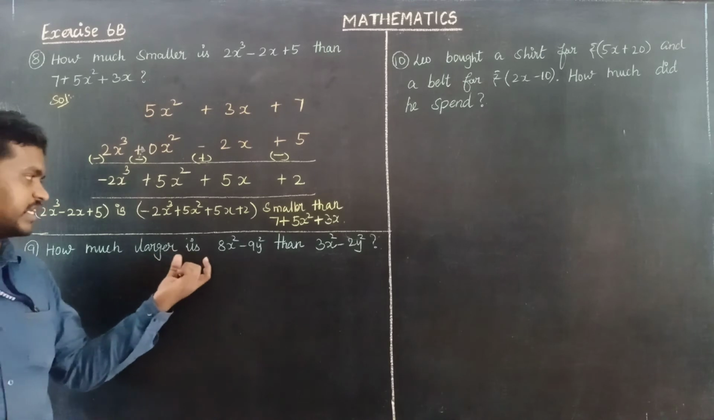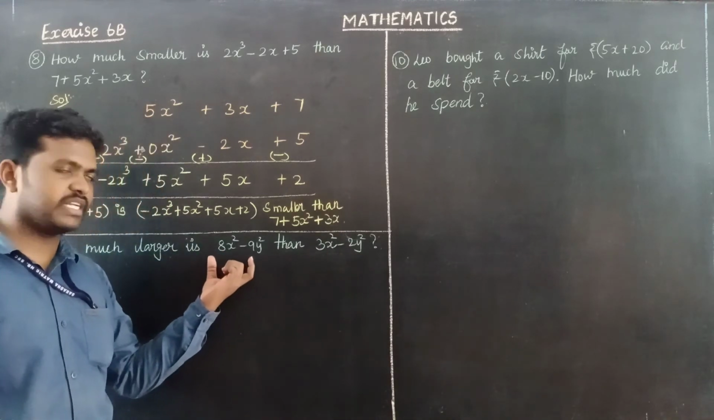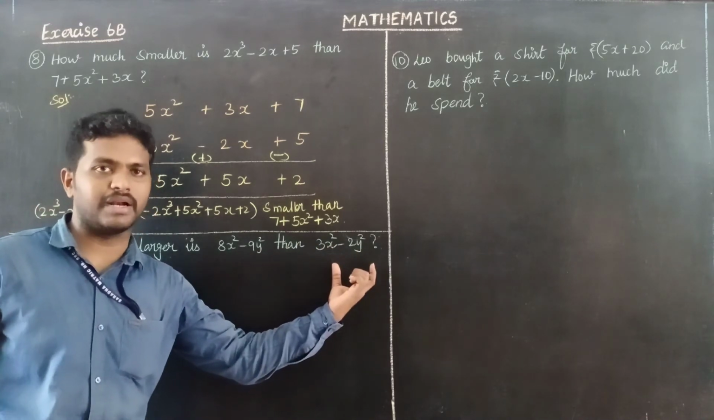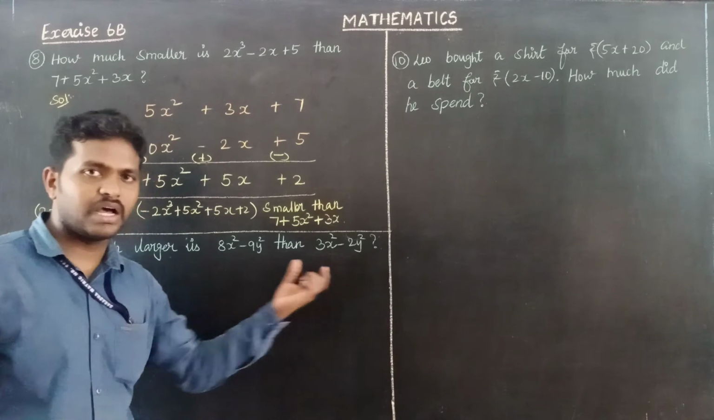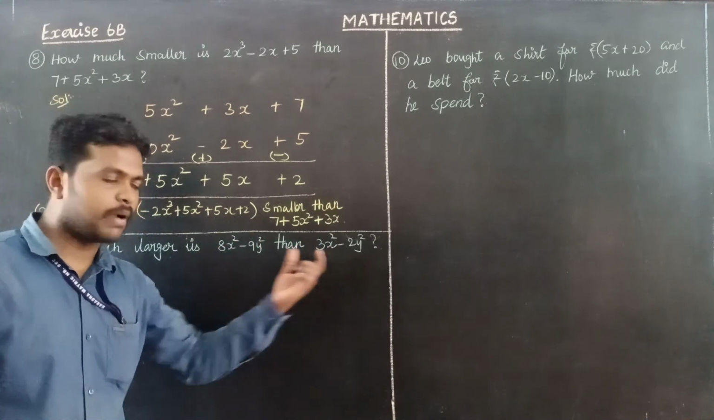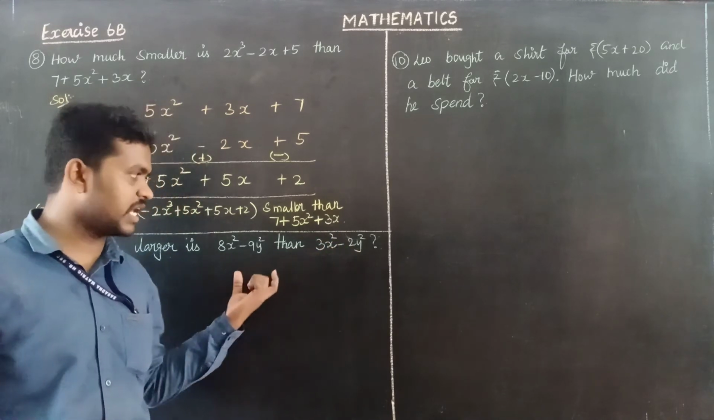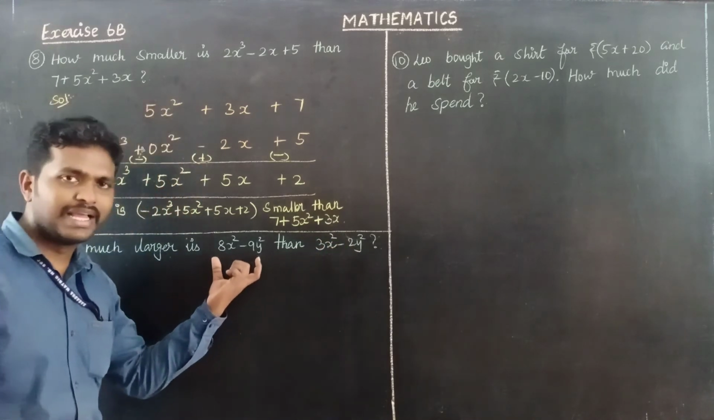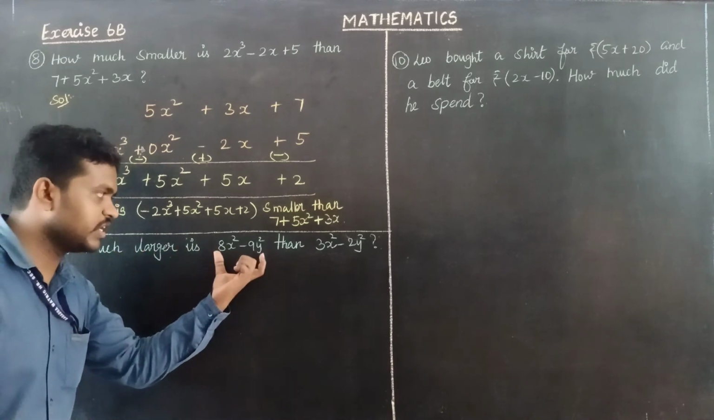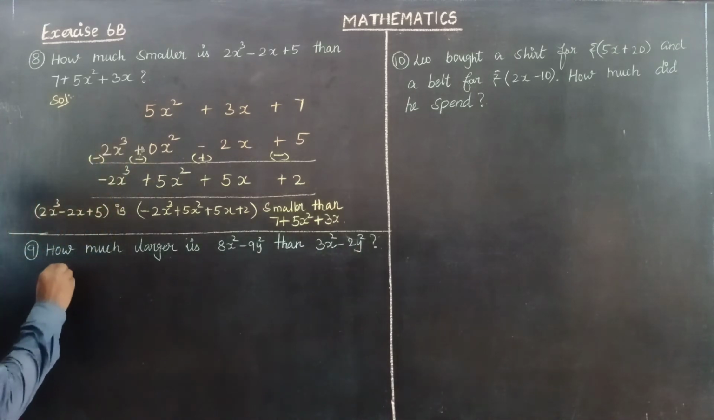For example, how much larger is 10 than 4? 10 is larger, and when we subtract 4 from 10, we get 6. So 10 is 6 larger. Similarly here, the first value is the greatest, so we find how much larger it is by subtracting the smaller value from the greatest value.